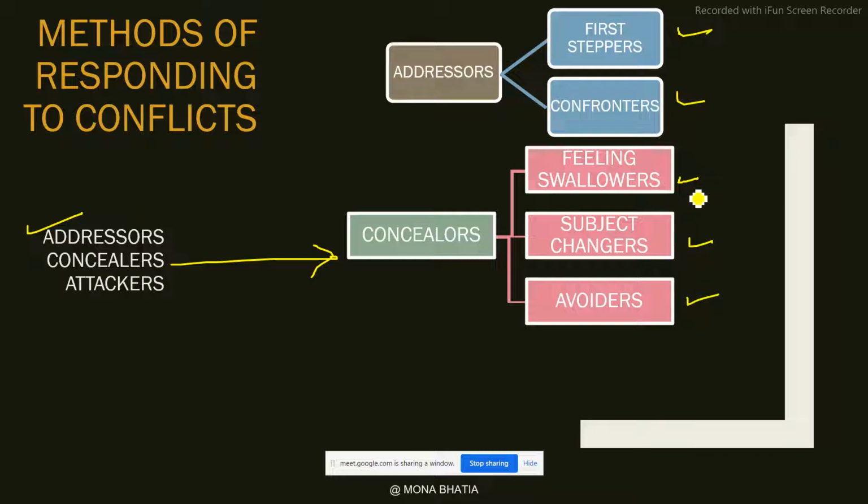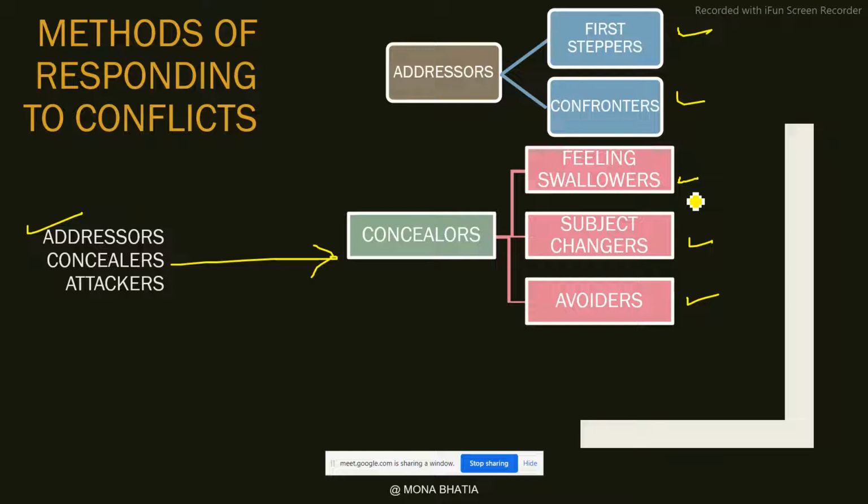Feeling swallowers are those people who, you know, swallow the bitter pill, thinking okay, it doesn't matter, taking everything inside. But they smile on the situation, they smile on the face, not showing their distress, not showing their pain. They try to hide, they swallow their feeling. Swallow means to gulp it down inside. Many times it happens in situations where family members or team members don't feel motivated or aggressive enough to confront the situation, so they swallow their feeling. They are those people who will not say anything, but keep suffering inside.